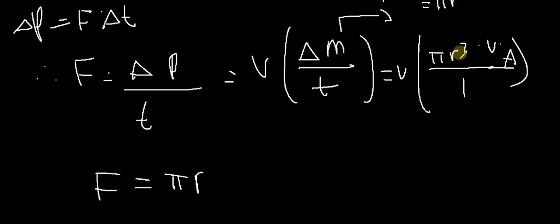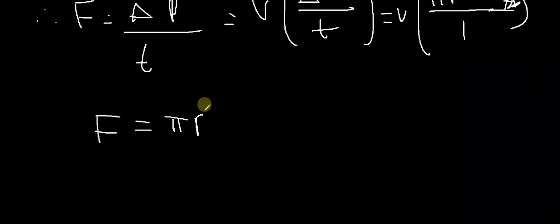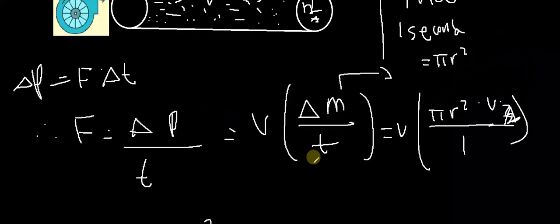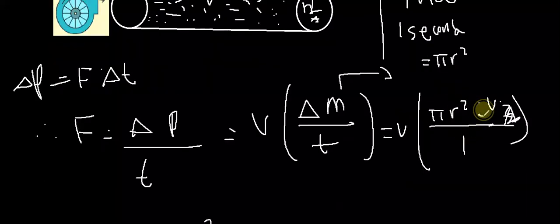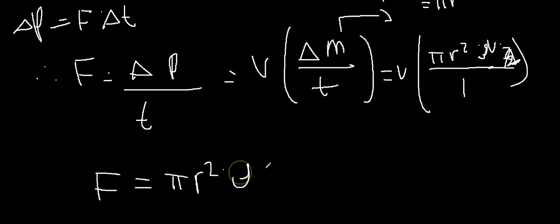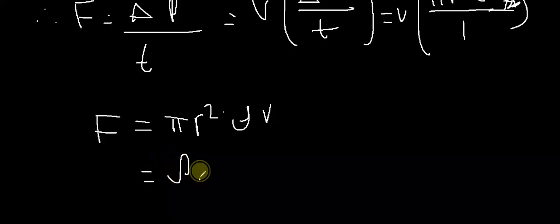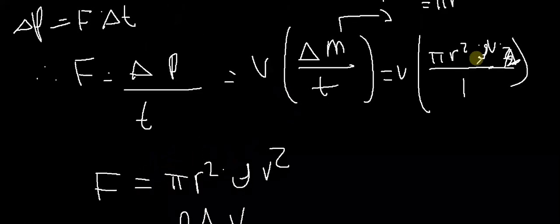Don't forget about A. A is just pi r squared. So pi r squared times, don't forget about rho, times rho v, which is equal to rho A v squared. No, it's v squared because of this.